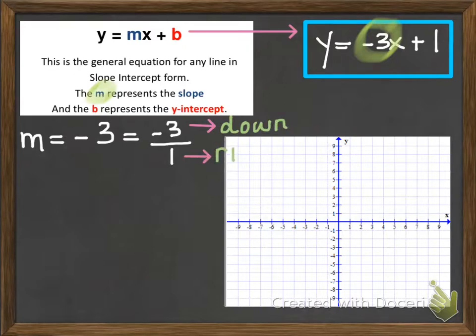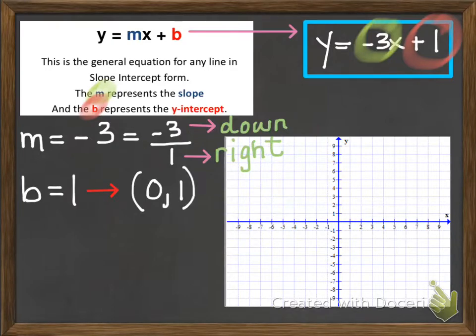So now my numerator is negative 3. That tells me to move down. And my denominator is positive 1, so that tells me to move to the right. So I have a down movement and a right movement. But remember, I need to know where to begin from. That's where the b comes in. The b is the y-intercept. So in this case, my b is positive 1, which tells me my y-intercept is at 0, 1. So we're going to start by putting an ordered pair on the graph at 0, 1 on the y-axis.